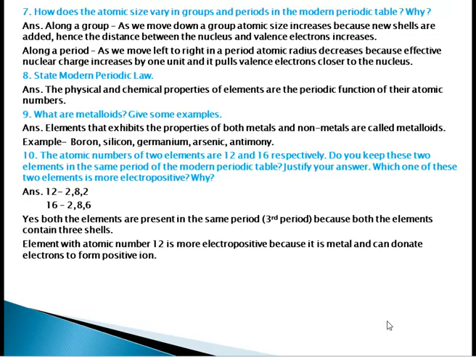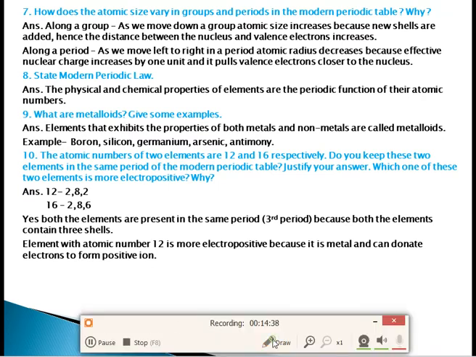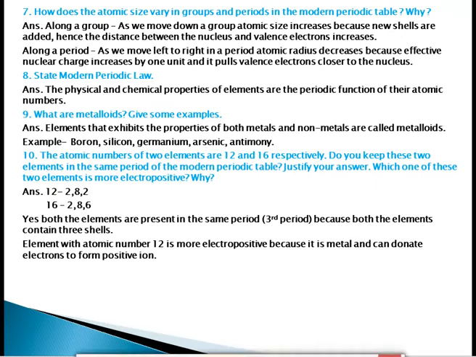Now come to question number 7, 8, 9, 10. Now see, in question number 7: how does the atomic size vary in a group and period in the modern periodic table, and why? This is also one of the most important questions from the reasoning side. So what is the trend of atomic size in a group or in a period?